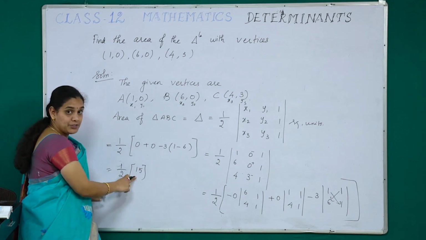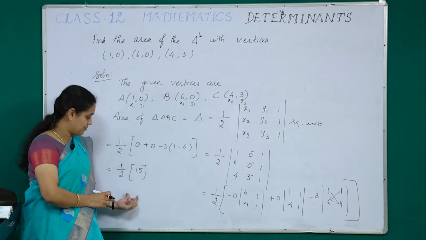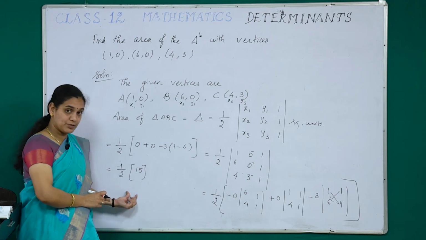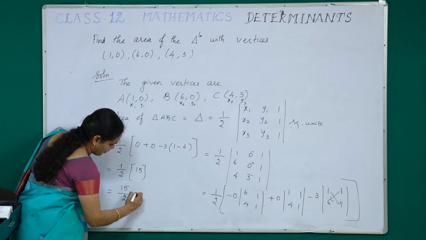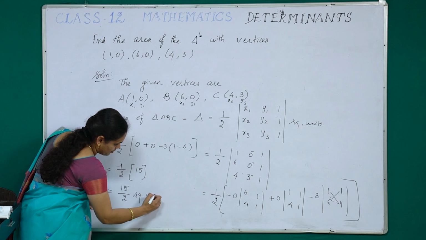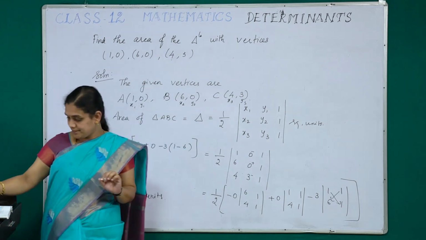Luckily we are having plus 15 here. Suppose if we get minus 15, we will take only plus 15. We treat it as positive. So 15 by 2 square units. And please don't forget to write the units since it's area.